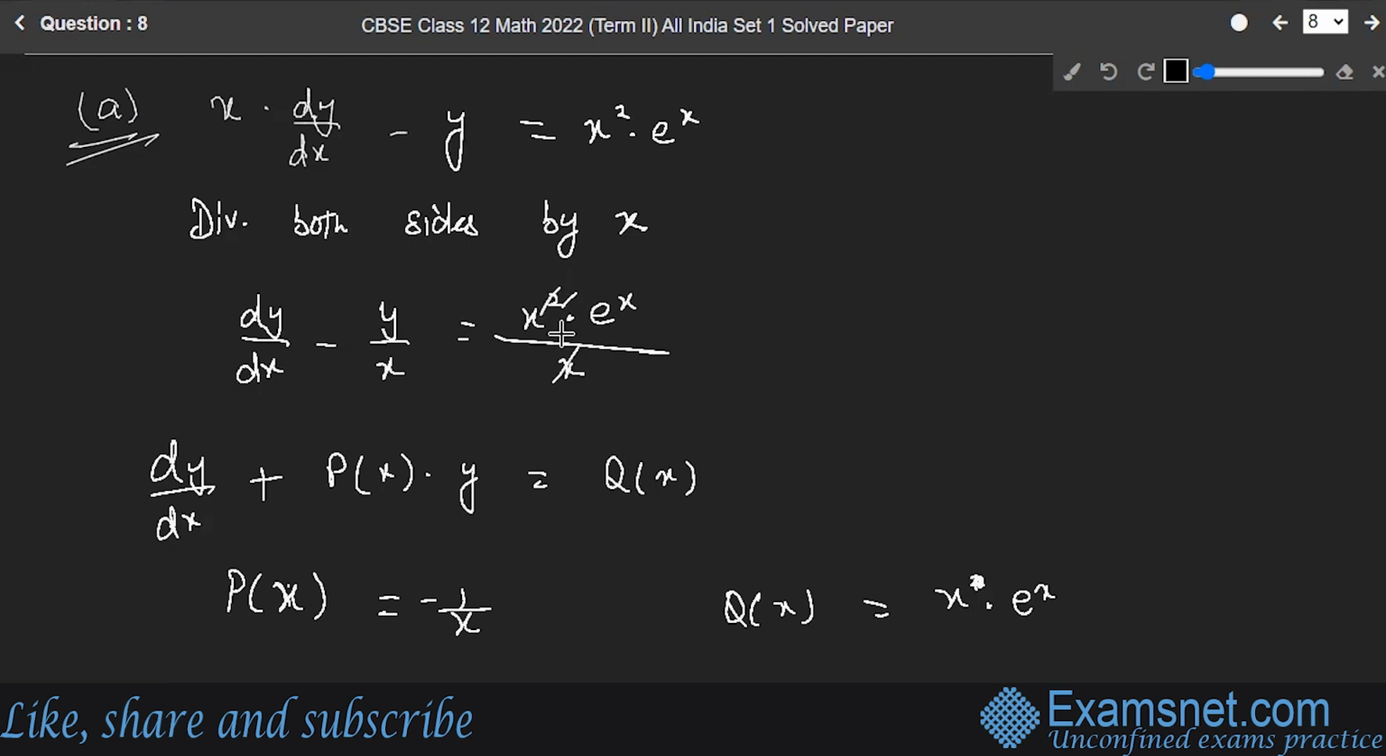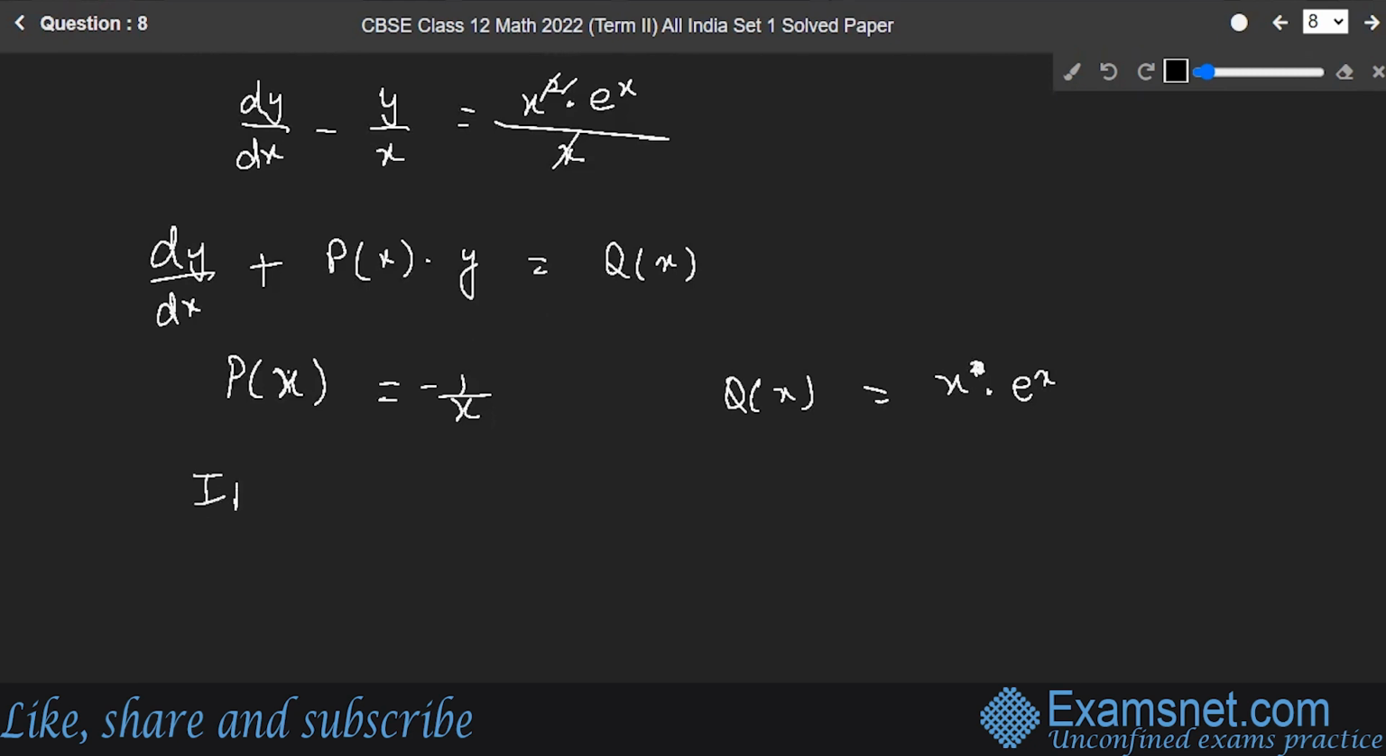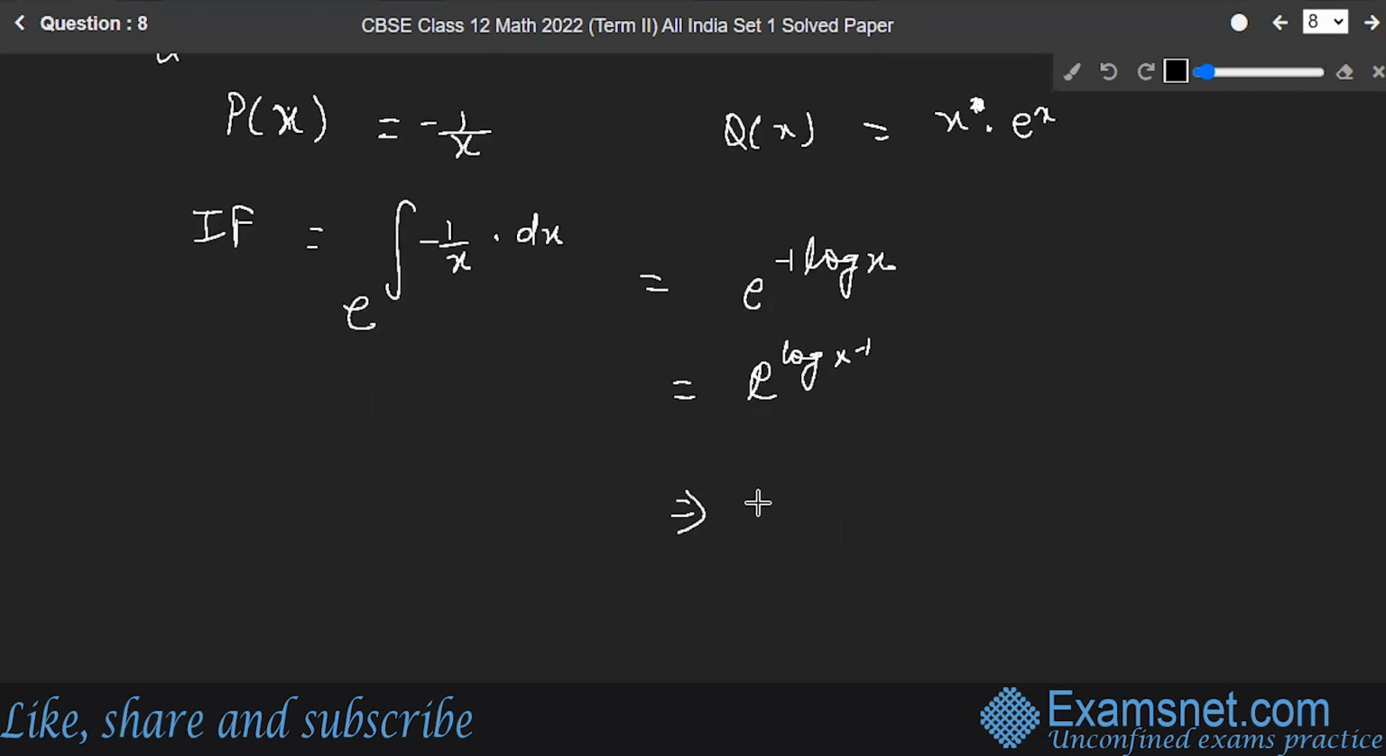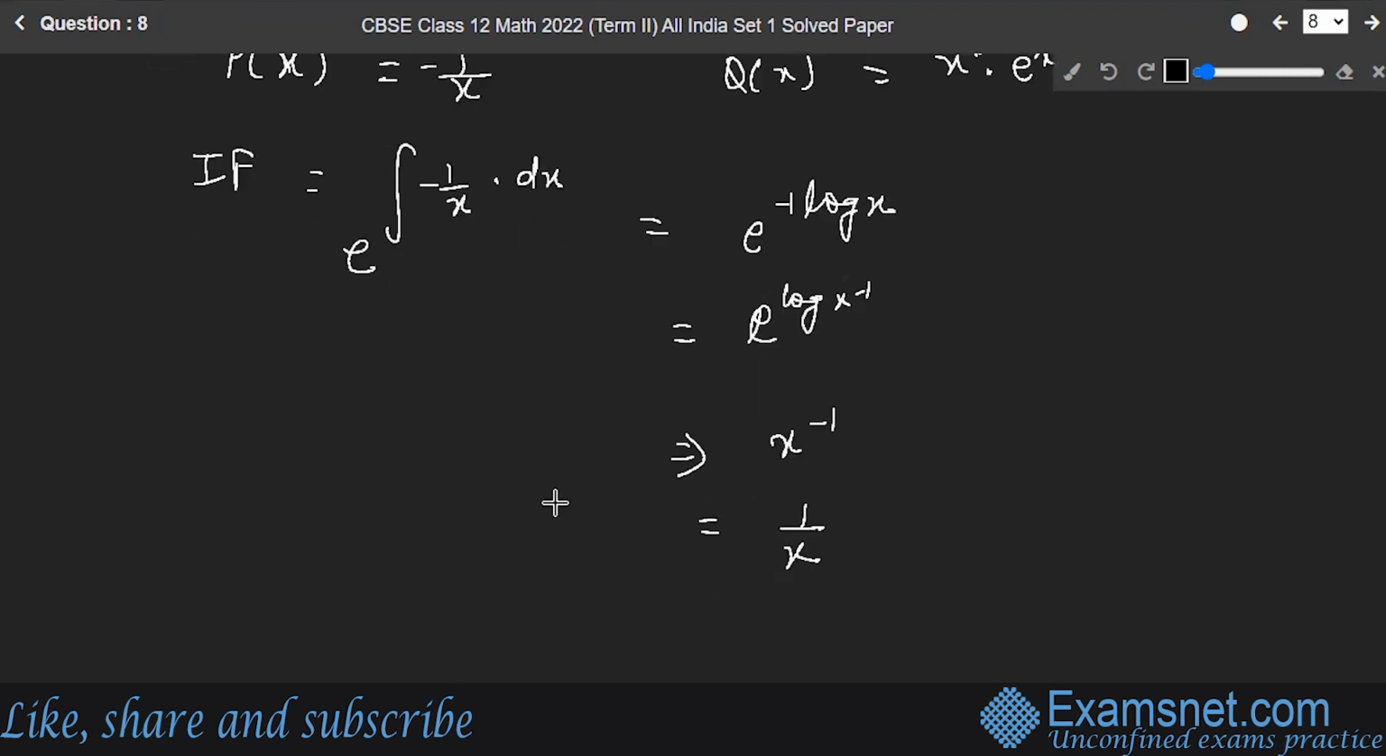Now the integrating factor is given by e raised to power integral of P of x dx. So integrating factor is e raised to power integral of minus 1 upon x into dx. This is equal to e raised to power minus 1 into log of x, or this is equal to e raised to power log of x raised to power minus 1, which simply means this is equal to x raised to power minus 1 or 1 by x, right?